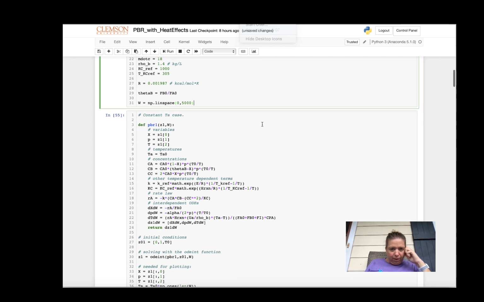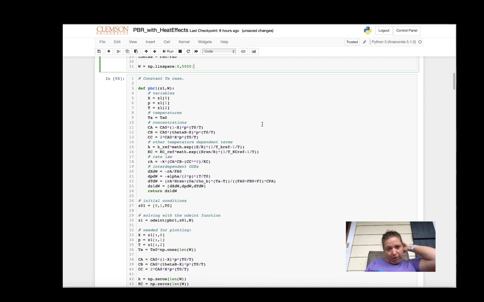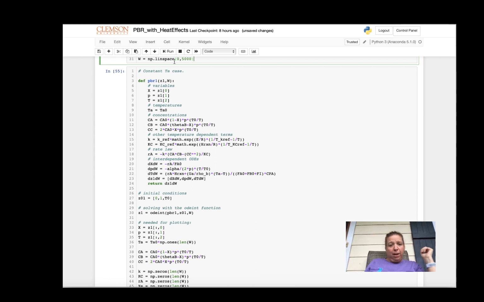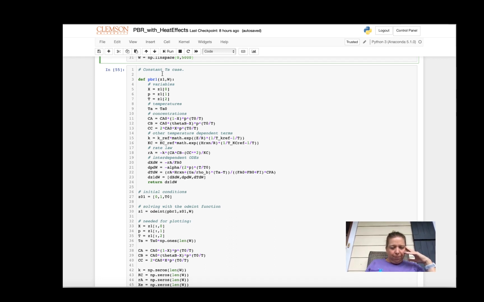Okay, so now I can go into my different cases. This is my constant Ta case, so I have a cooling fluid, and the cooling fluid is constant in temperature at every point along the reactor. So to do this, I'm going to set up my different balances. I have 3 different variables now that I'm worrying about.